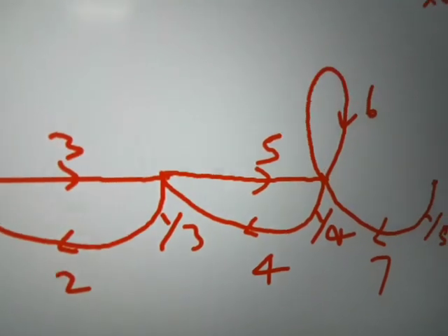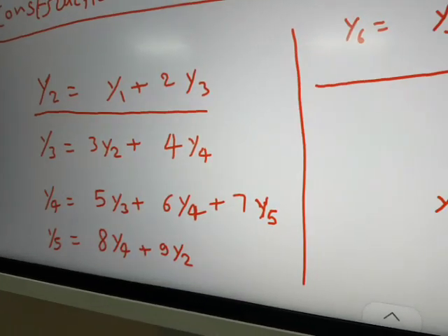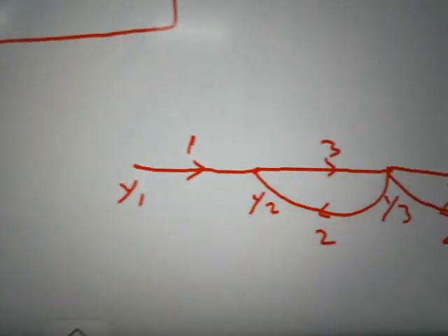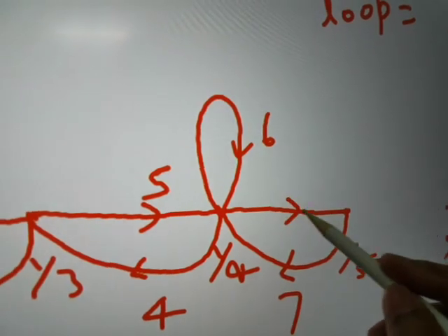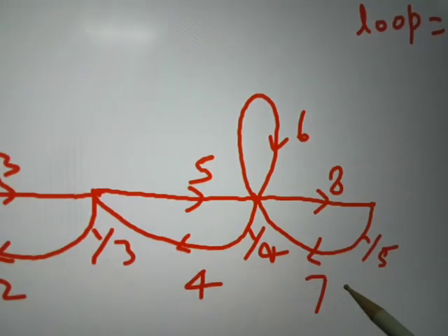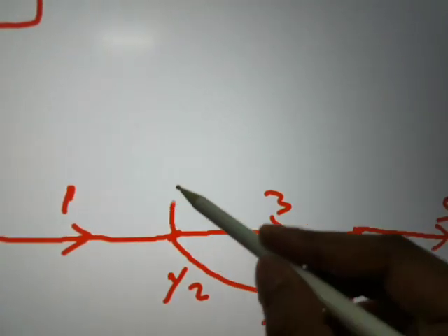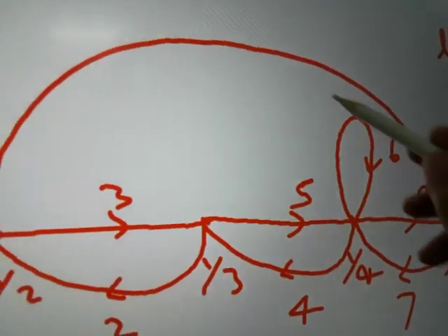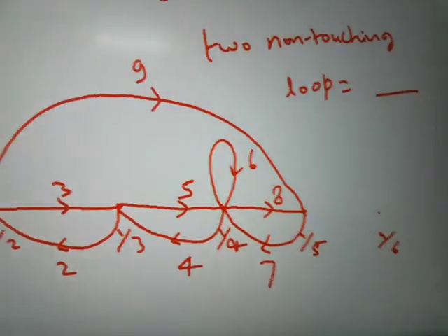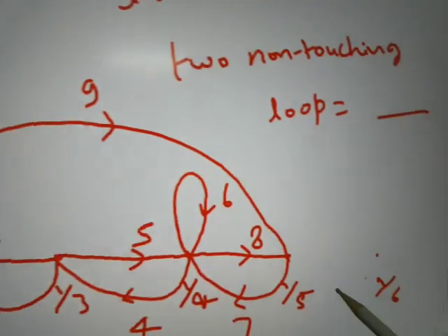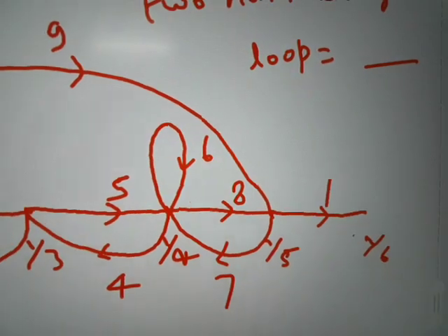Now next is y5 equals 8y4 plus 9y2. So y5 equals 8y4, plus 9y2 from node y2. Now next, y6 equals y5, so the gain will be 1.